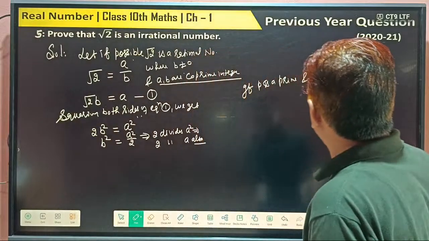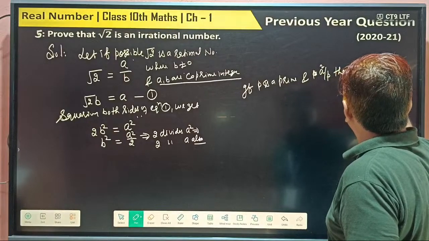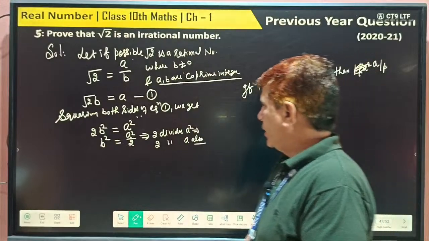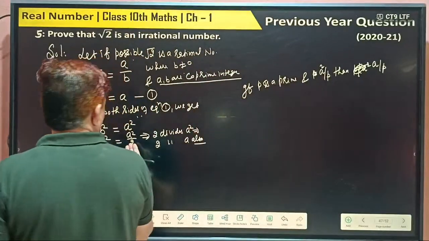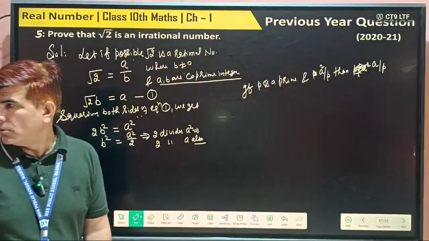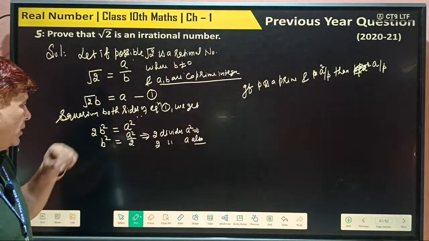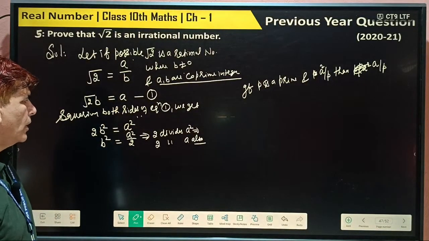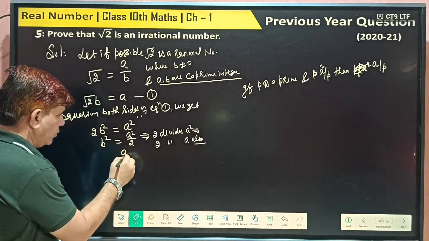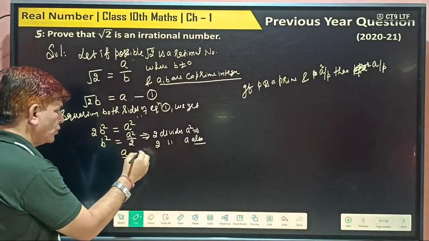Understood? It means P divides A square, then P divides A also. This is a theorem. So here, look: 2 is a prime number and 2 divides A square, then 2 divides A also. So what's its meaning? A by 2, we can write, is equal to C.